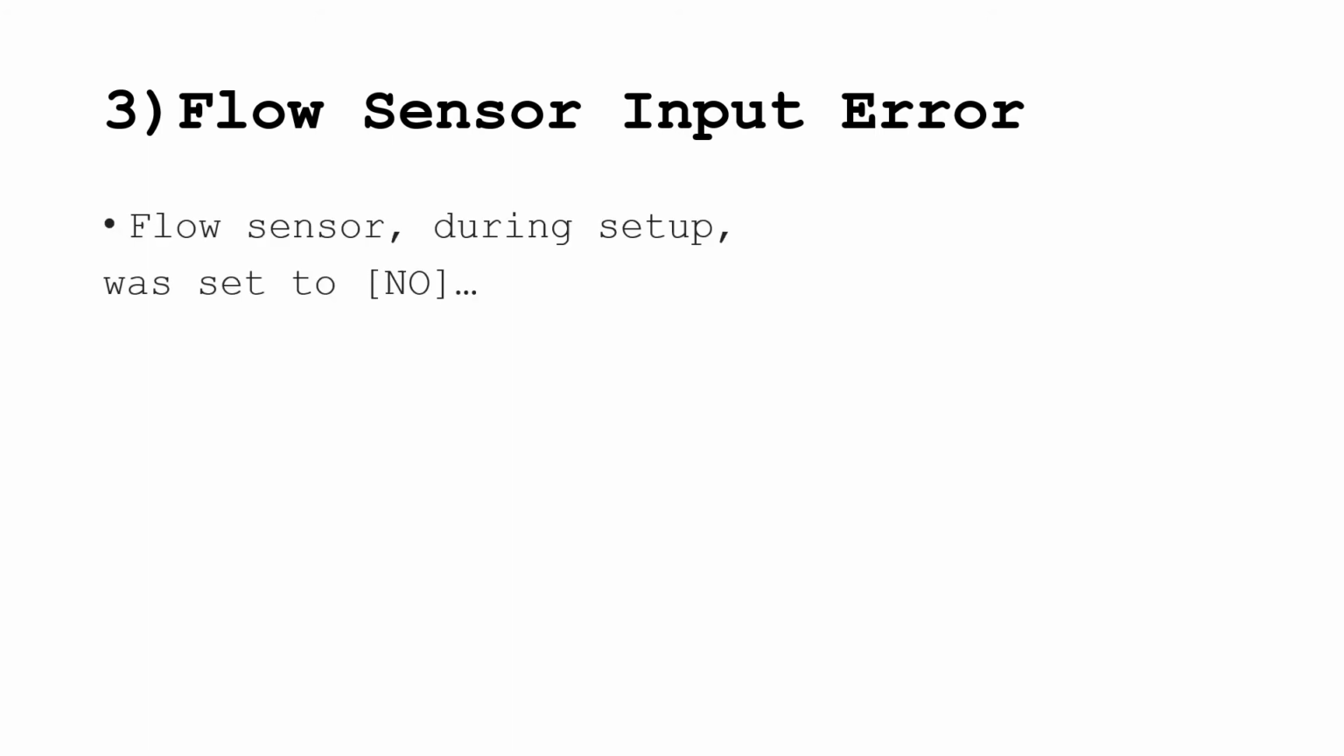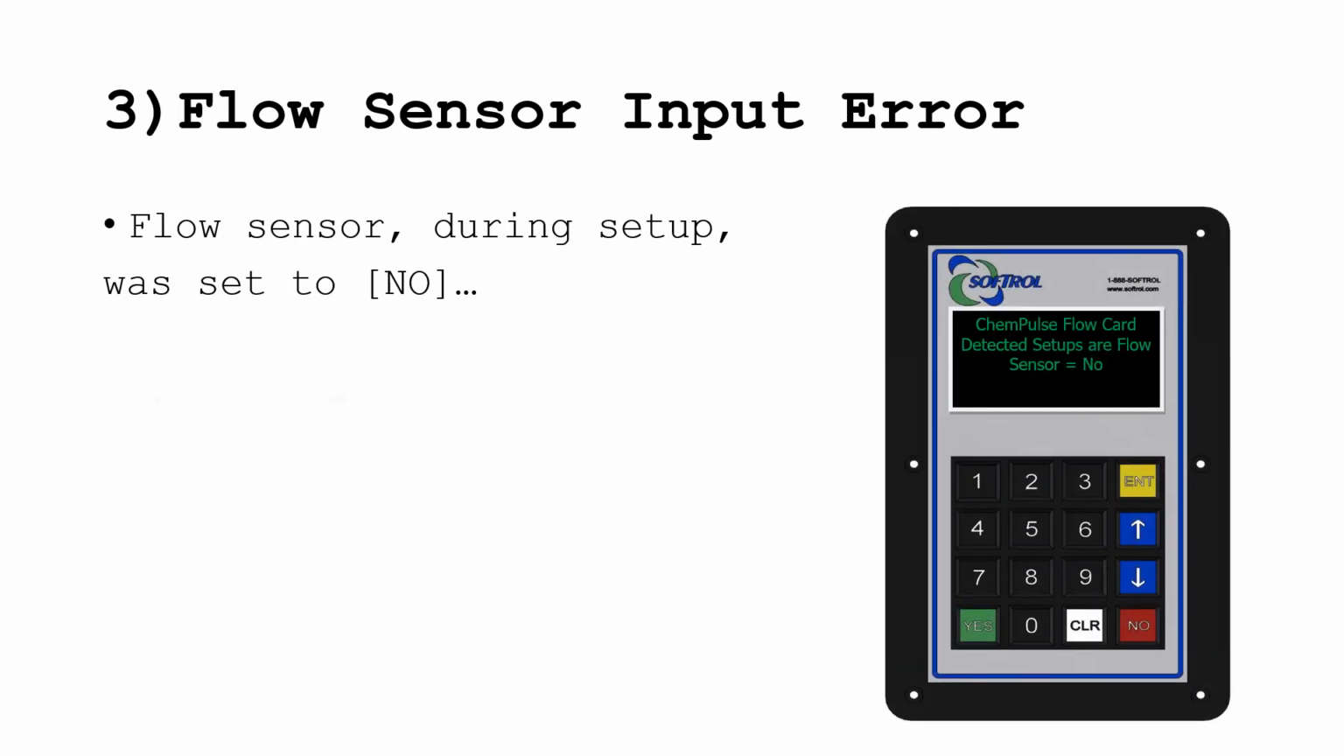3. Flow sensor input error. This indicates that during the machine setups the flow sensor setup question was set to no, and the machine will show this error. Re-enter the setups and change to yes.